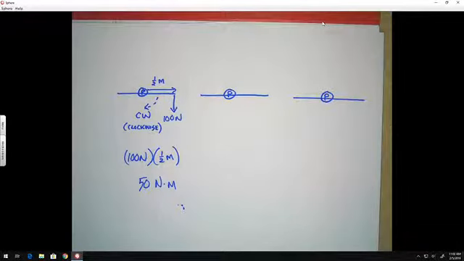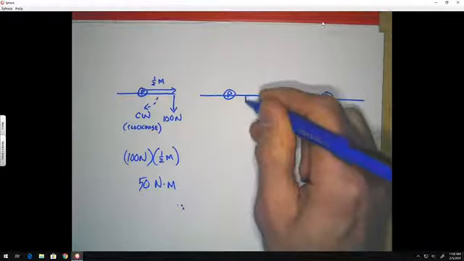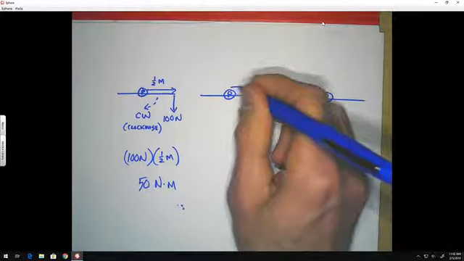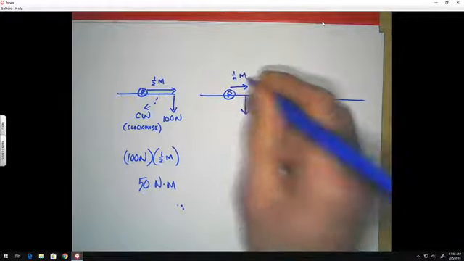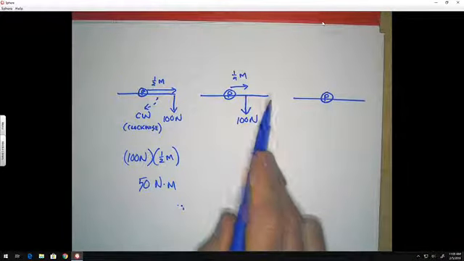Okay. Let's compare that to a different situation. Let's say that I take the same force of 100 newtons, but I move it in. So now I'm only at 1/4 of a meter. So this would be like taking a doorknob and moving it closer to the hinge.